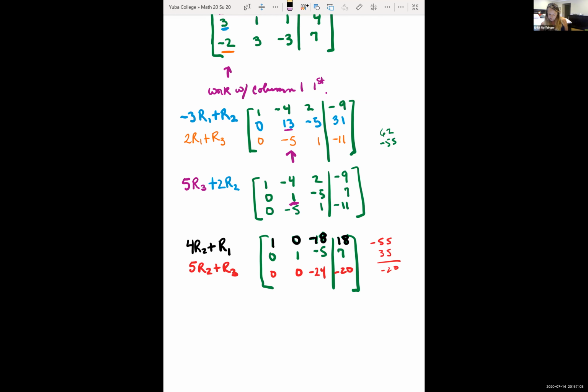Oops, something's wrong. I did it wrong. Right, 5 times row 2. So 5 times row 2: 5 times 7 is 35, plus row 3, which is negative 11, which is 24. There we go.